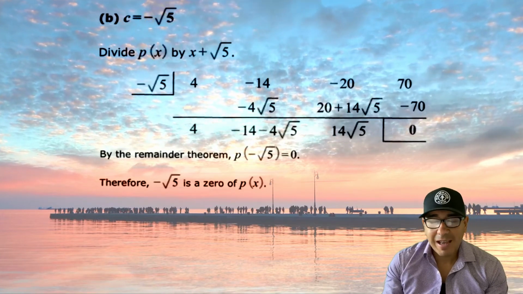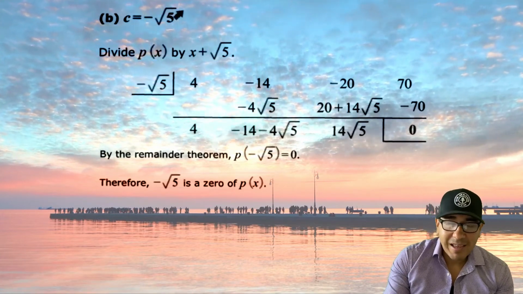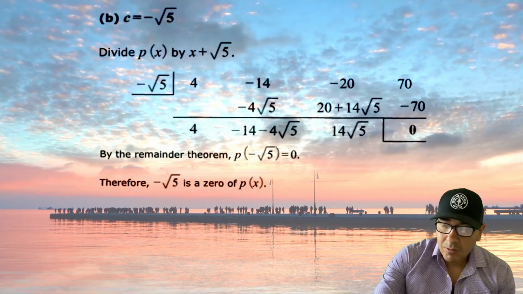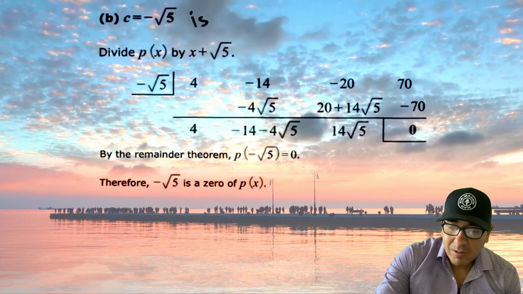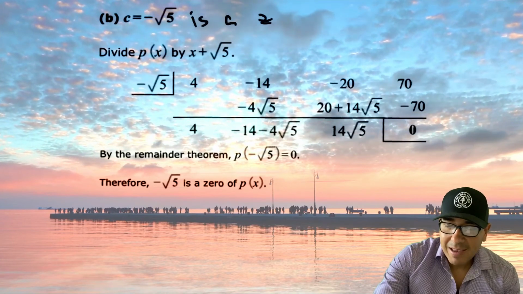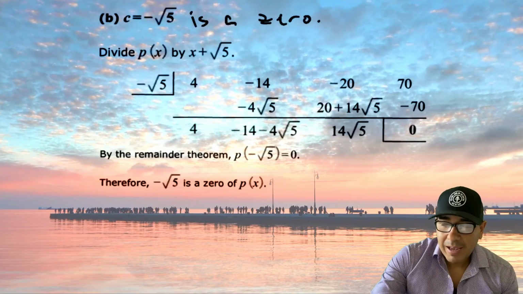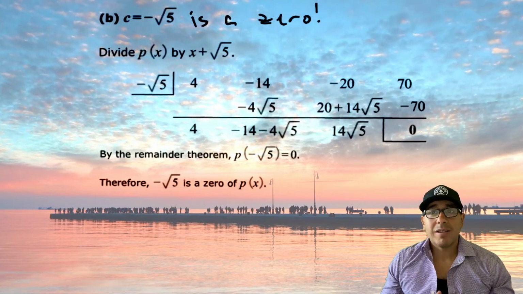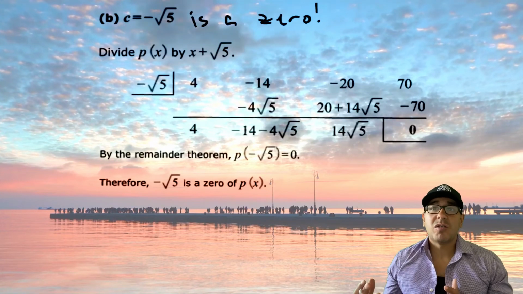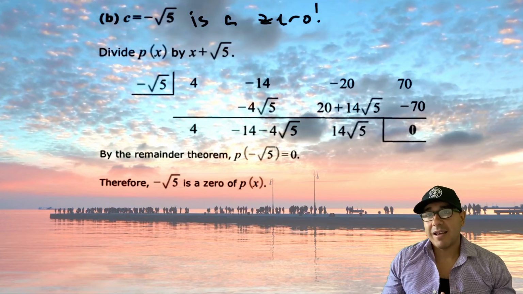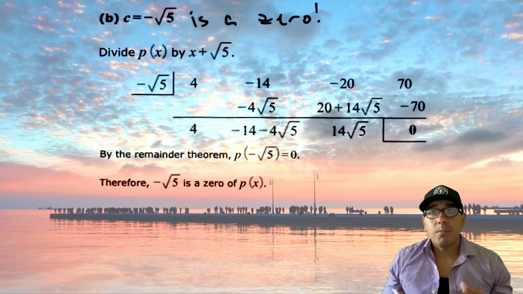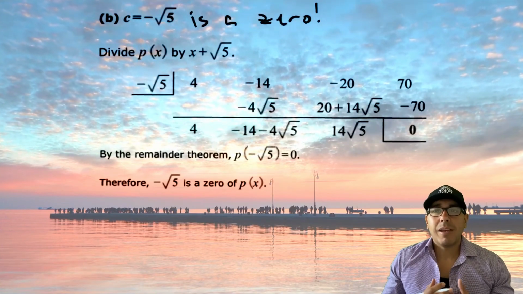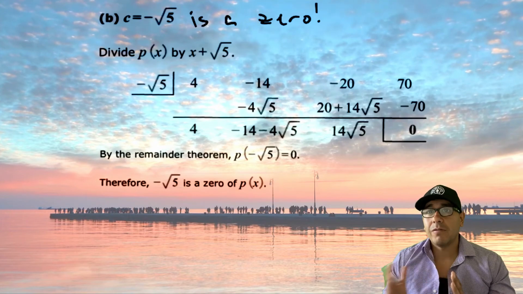So what does that tell us? Well, what that tells us is that negative square root of 5 is a 0. So what we have found is that this right here is a 0, and that's what we're looking for. If that's a 0, later on we're going to be introduced to more theorems that are going to tell us not only did we find a 0, but now we have a factor of this polynomial, and we're going to be able to do so many things moving forward.